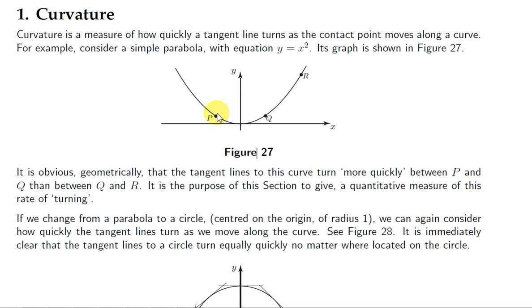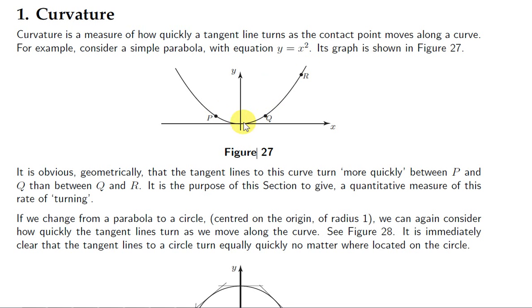Curvature of a curve is a measure of how quickly a tangent line to the curve is turning. For example, we could consider the curvature of the curve y equals x squared from the points P to Q. We can imagine tangent lines to the curve at P and move the point P towards Q, and we could observe how the tangent changes.